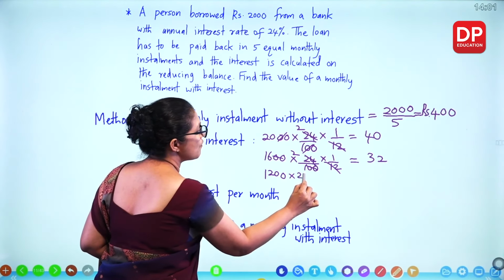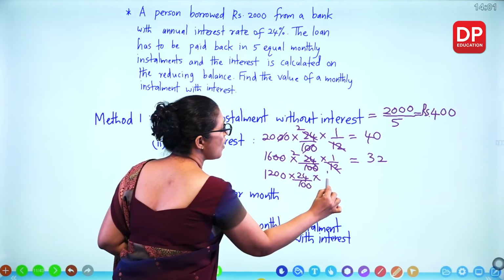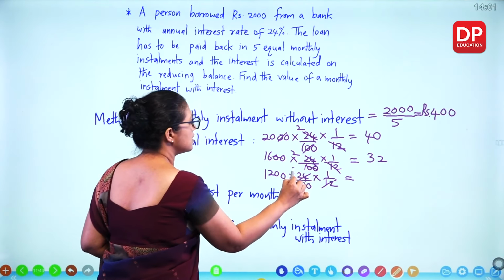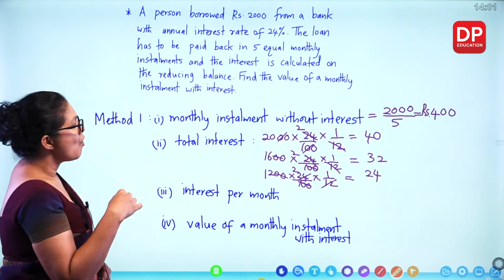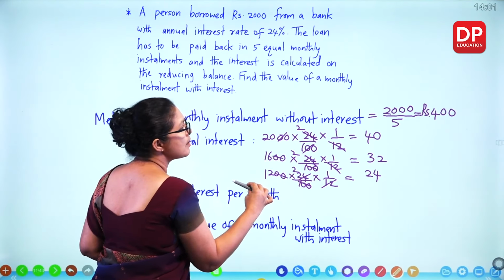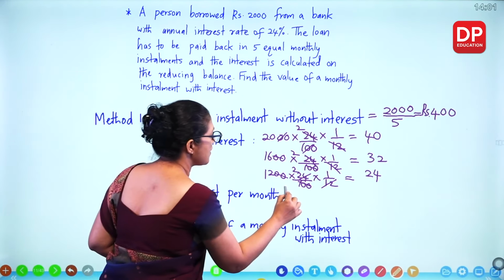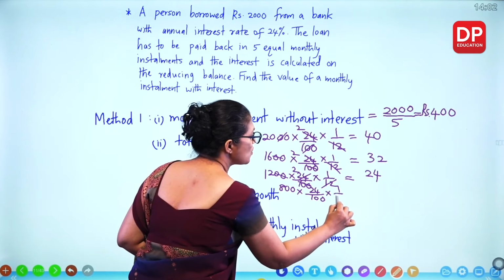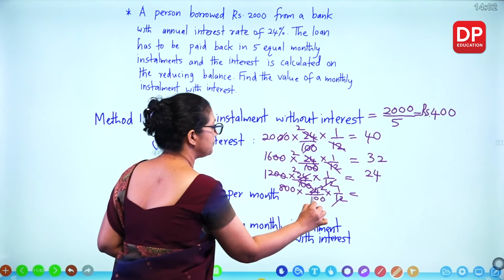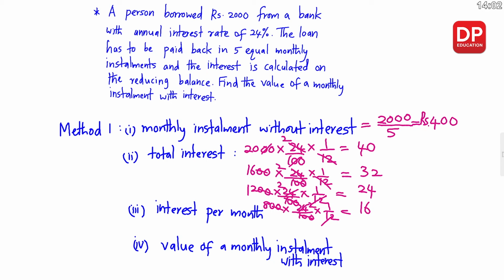1200. 24%, 1/12. 12 times 2, 24. What's the value for the fourth month? 1200 minus 400, 800. 800 times 24% into 1/12, you get 16 rupees. And the last month, the fifth month, 800 minus 400, you get 400 into 24%, 1/12.